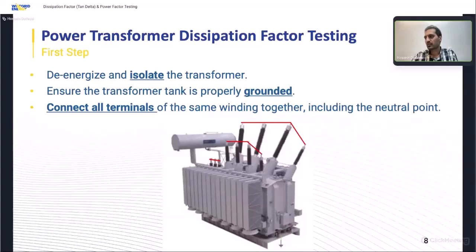Also, the winding is connected to the bushing. So if our bushing is connected, for example, to a current transformer with a 5 or 10 meter conductor, we will have parasitic capacitance in the circuit. So please isolate the transformer completely.